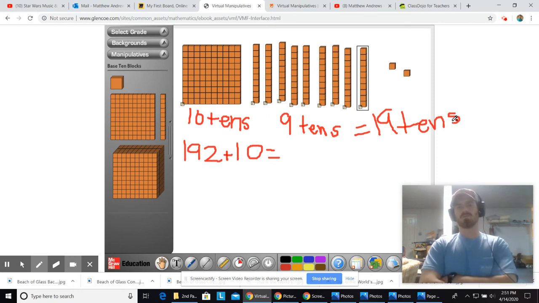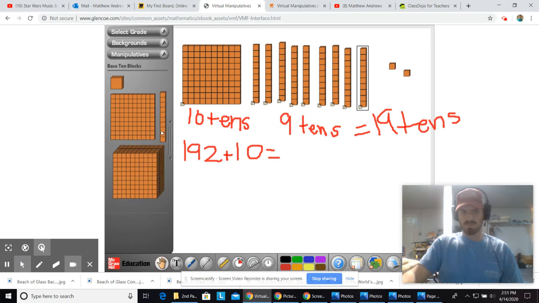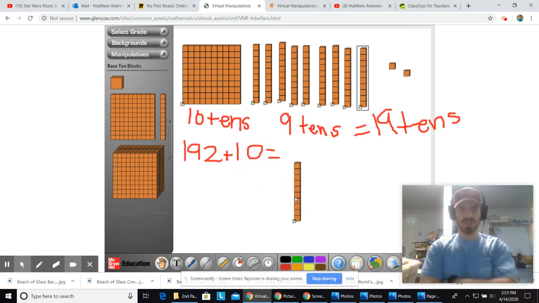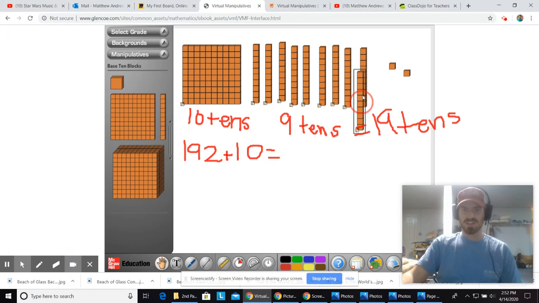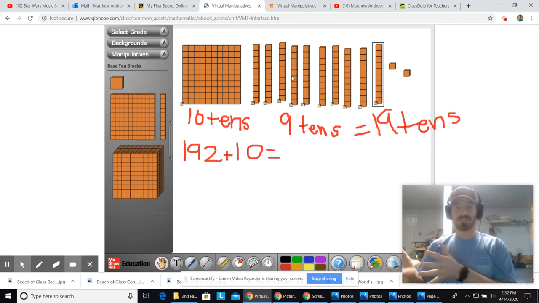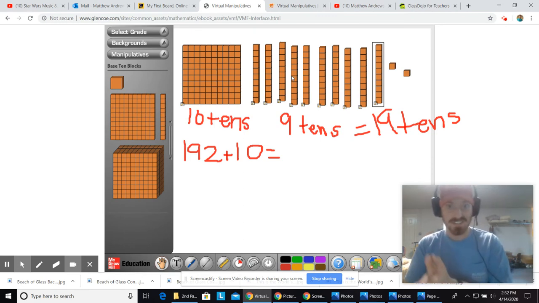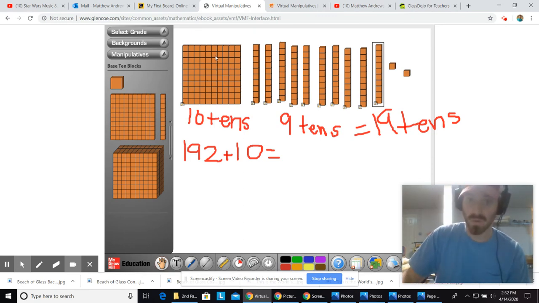So if I added one more, which is what's happening here, how many tens would I have now? What's 19 plus 1? It would have to be 20, but not just 20, it would have to be 20 tens. So if I added one more 10, I'd have 20 tens. So now I have gone from having 100, 9 tens, and 2 ones to having 100, 10 tens, or 20 tens, and 2 ones.